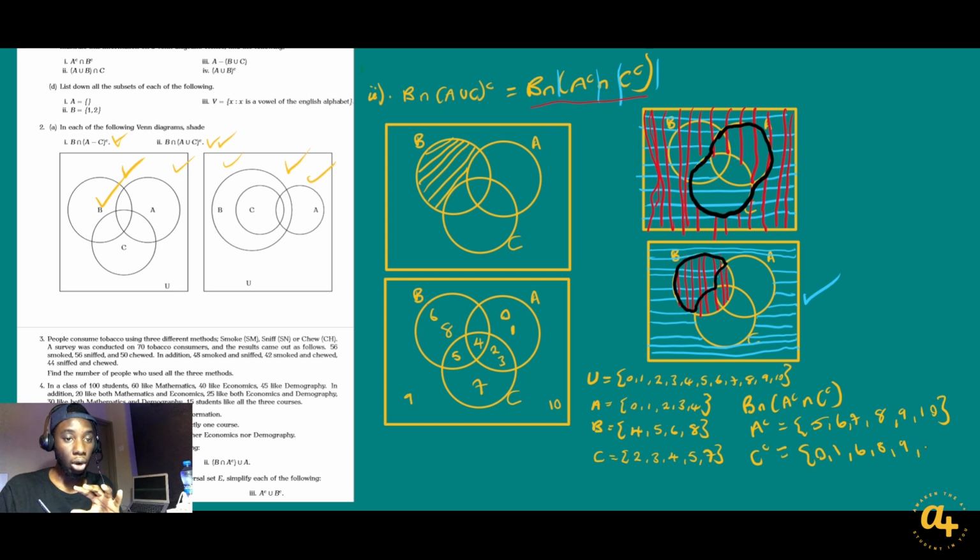and eventually we're going to have what? We're going to have 10. So these are all the elements in the set C complement: 0, 1, 6, 8, 9, and 10.